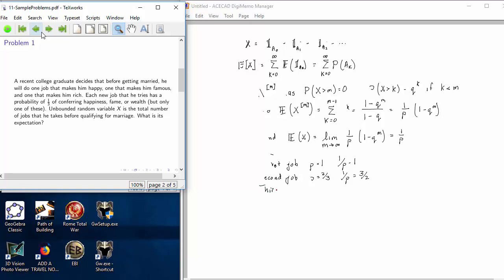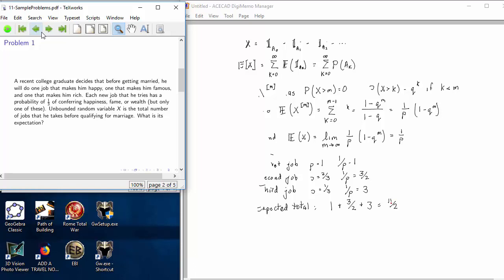And now for the third job, he's got 2 of the 3 attributes. He might, for example, be happy and famous, but not yet rich. The probability of picking up the third attribute is 1/3, and so 1 over p is equal to 3, and the expected total number is 1 for the first attribute, plus 3/2 for the second attribute, plus 3 for the third attribute, or 5.5 jobs.